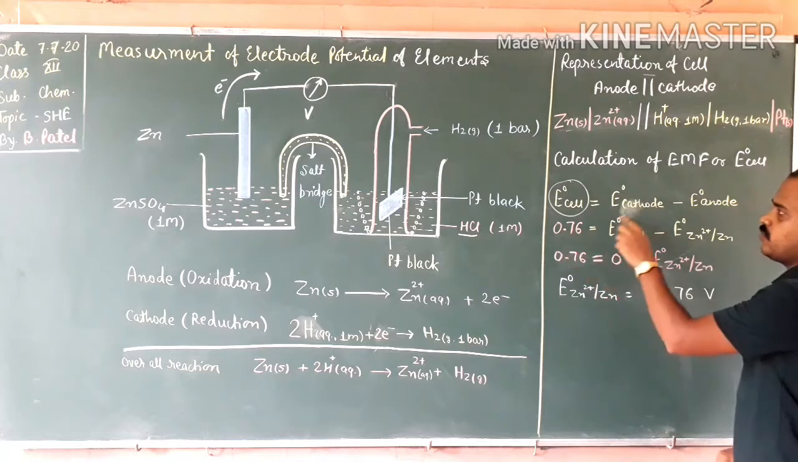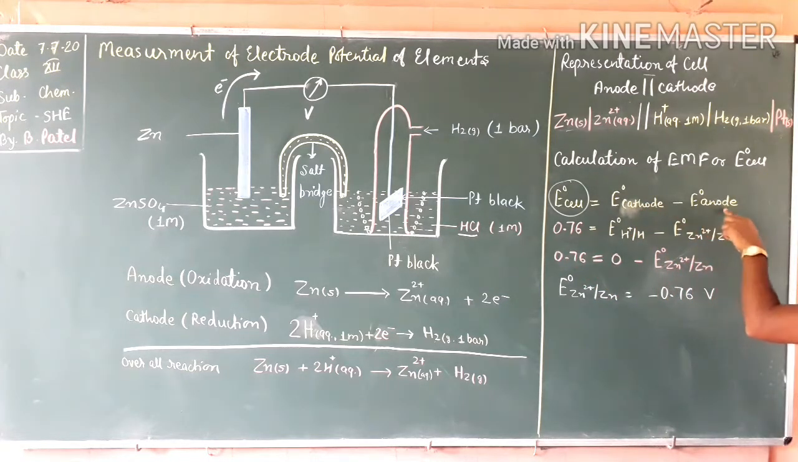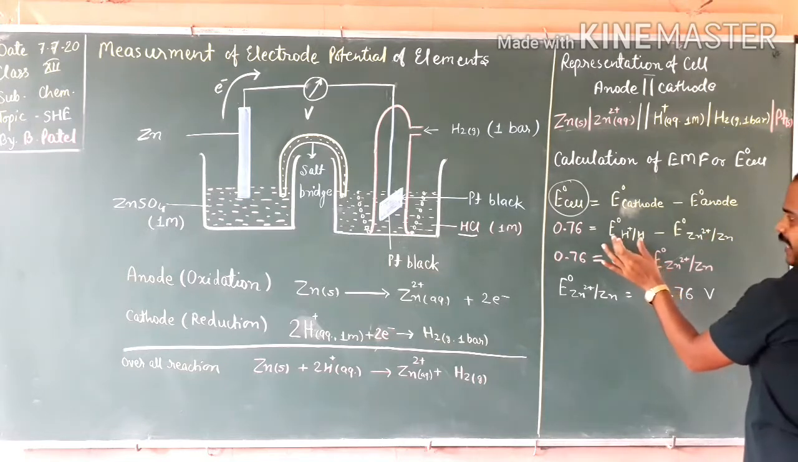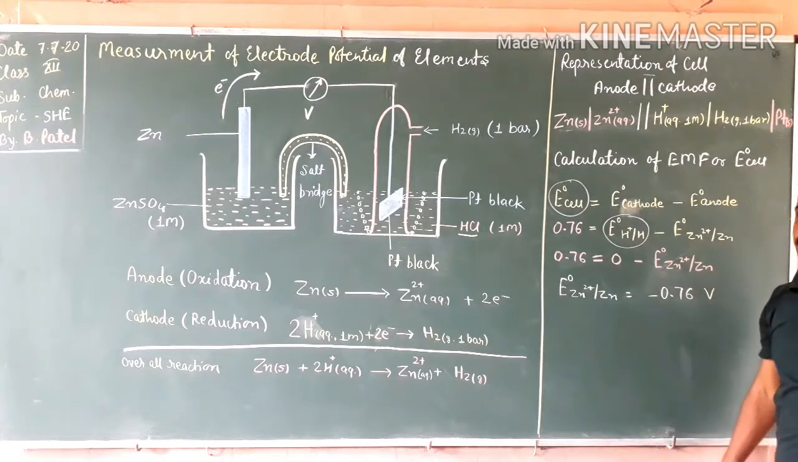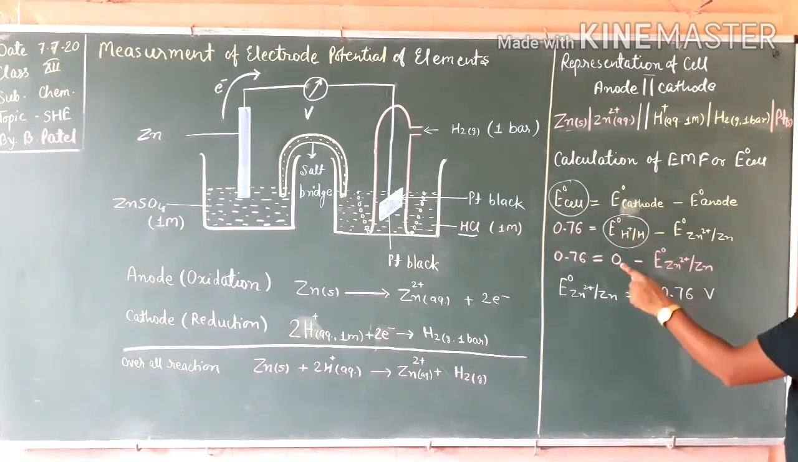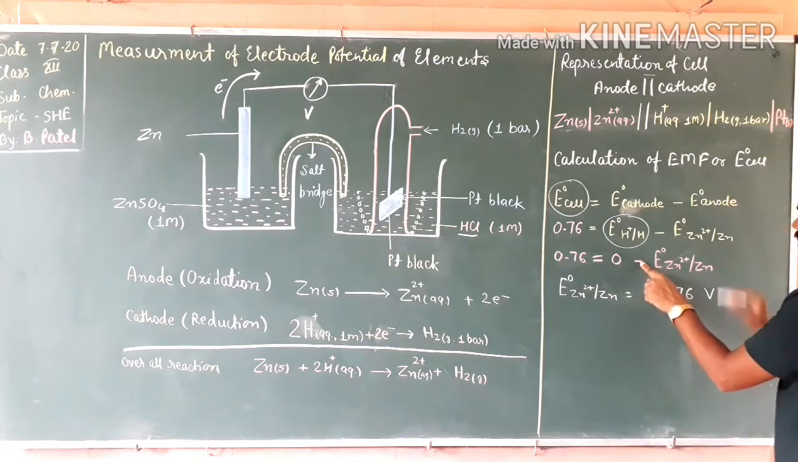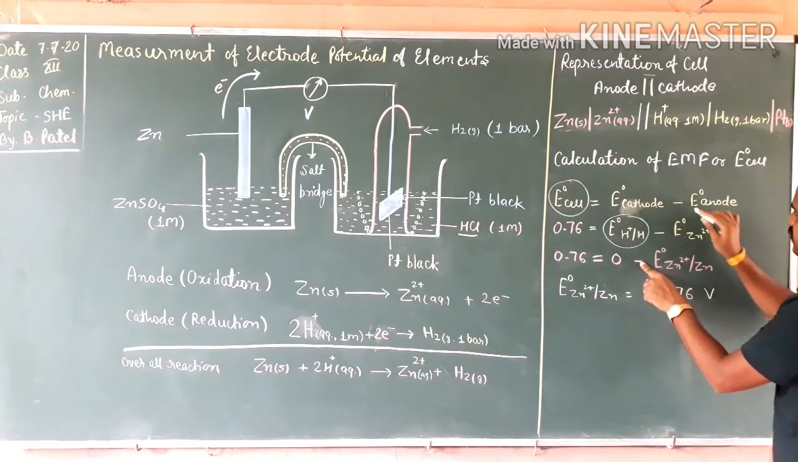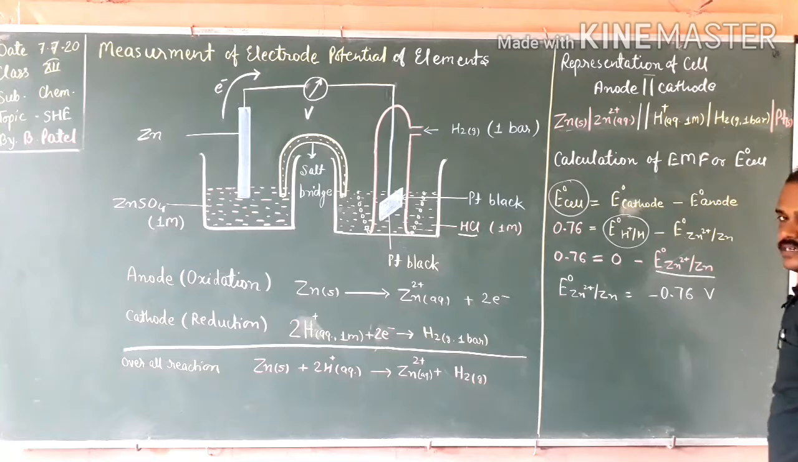This is equal to the standard electrode potential of cathode minus the standard electrode potential of anode. And we know the standard electrode potential of hydrogen, that is SHE, is 0. So the value of this E0 is 0 minus E0 of Zn2+/Zn, which means E0 anode. So what will be the value of the standard electrode potential of zinc? This will be equal to minus 0.76.